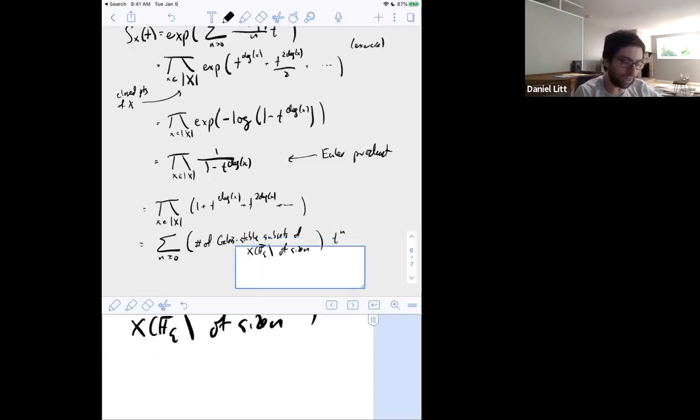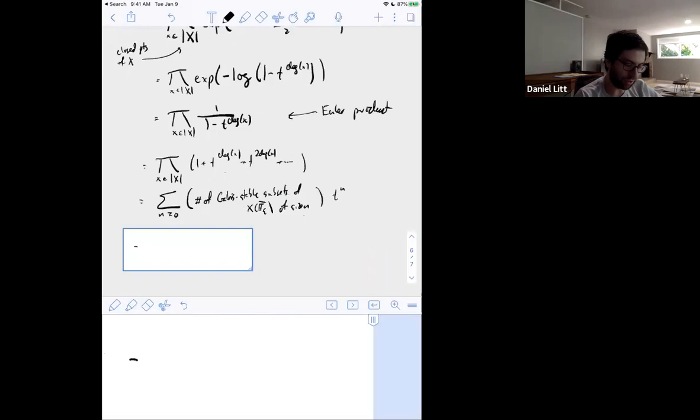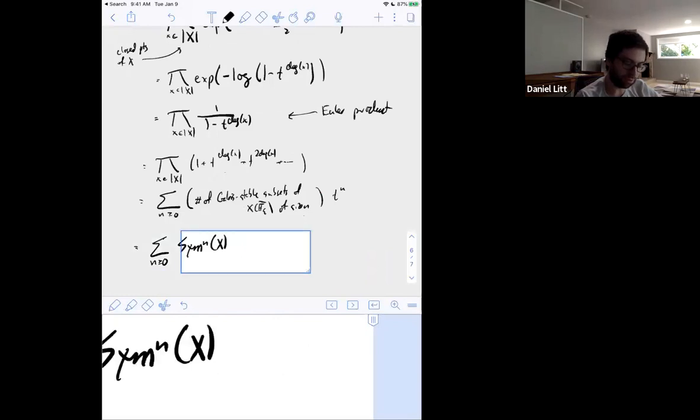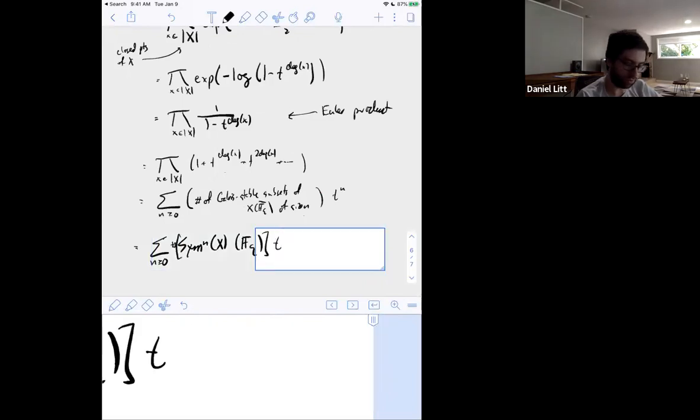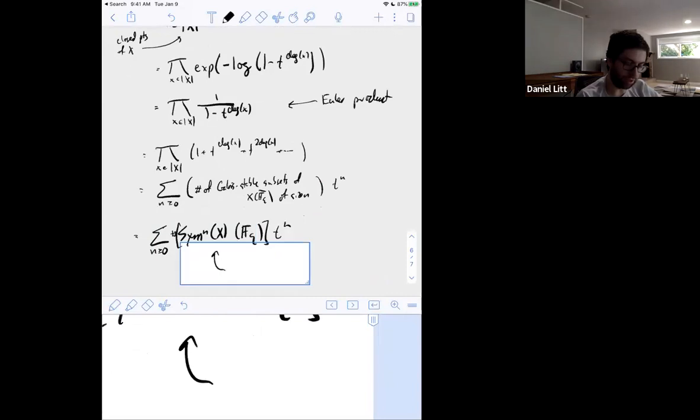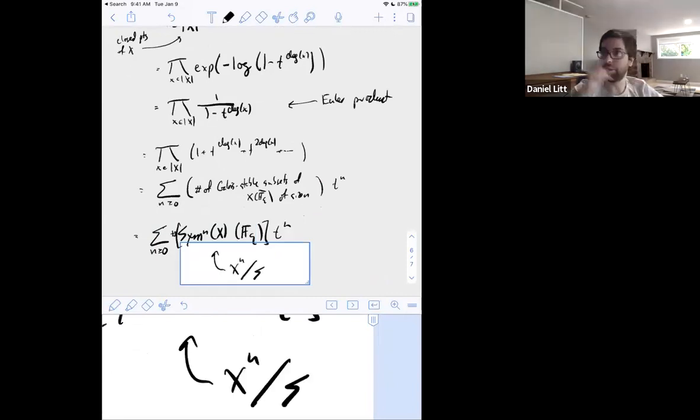Okay, and we can actually rewrite this one more time. So these are actually the points of some algebraic variety. So these are the points of Sym^n X over F_q. So here, what is Sym^n X? It's X^n divided by the action of the symmetric group.